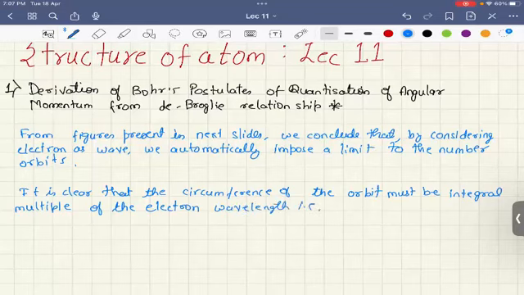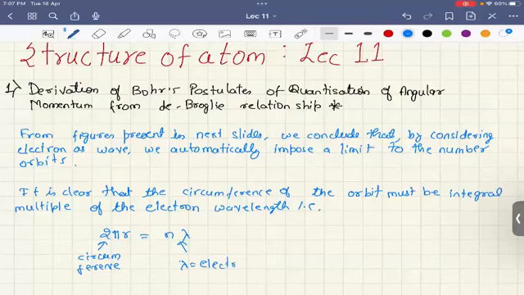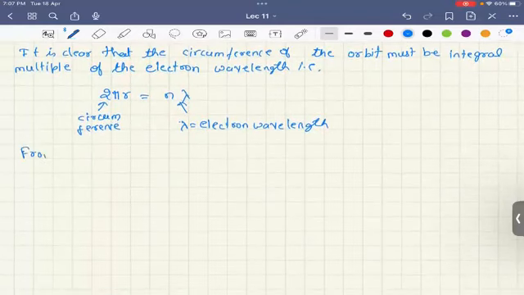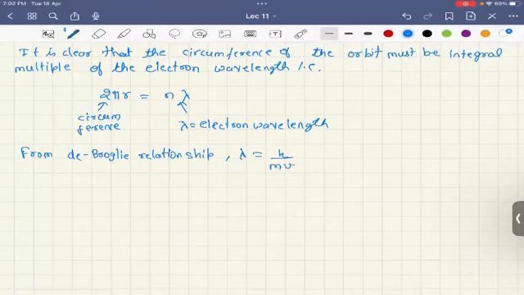In other words, mathematically we can write 2 pi r equals n lambda. This is the circumference, and this is an integral multiple of the electron wavelength, where lambda is the electron wavelength. From the de Broglie relationship, we have lambda equals h by mv, where h is Planck's constant and m is the mass of the electron.